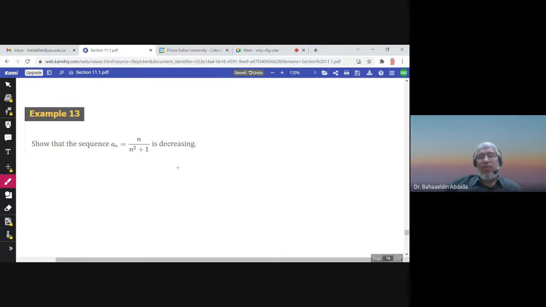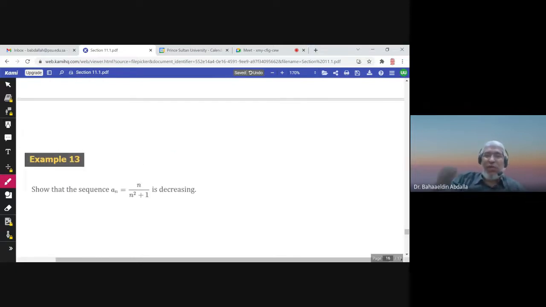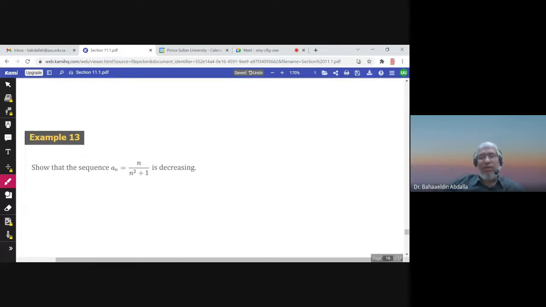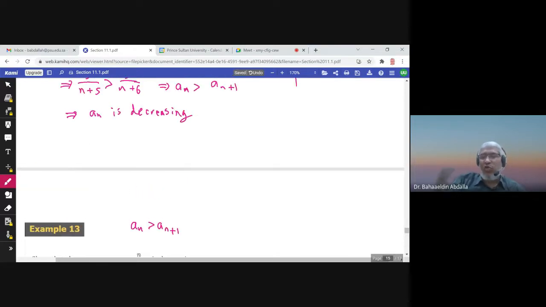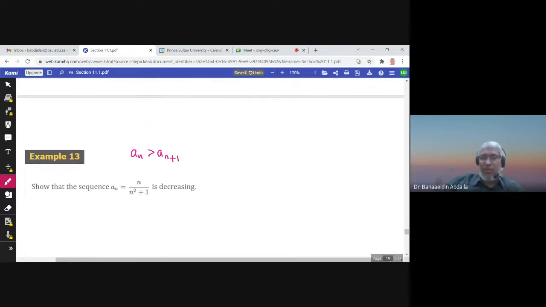Now, show that also the sequence is decreasing. So I need to show that an is greater than the next term, an plus 1. So when you go to the right, the elements of the sequence become smaller. So this means that it is decreasing.